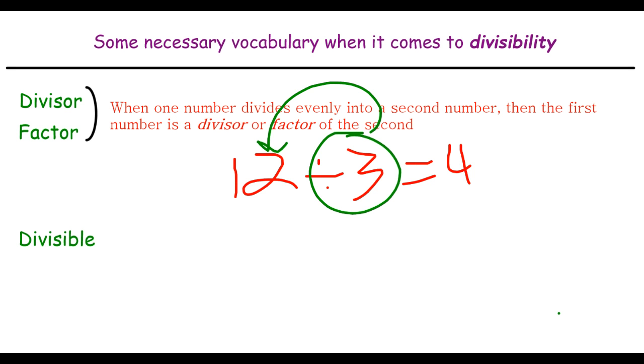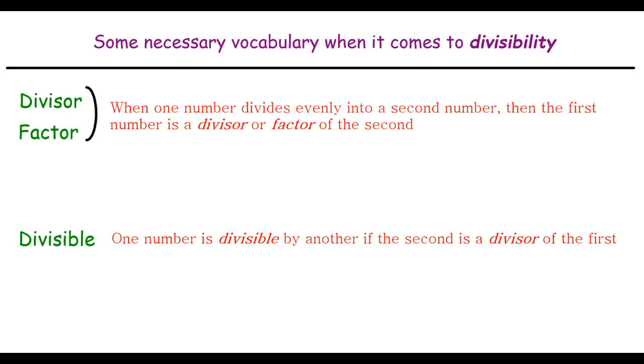I'm going to ask you to write this down in just a minute, but not quite yet. If we were going to go the other way and talk about 12 related to 3, 12 is not a divisor of 3 because 3 goes into 12. Instead, we say 12 is divisible by 3, which means that one number is divisible by another if the second is a divisor of the first. This is all talking about division without remainders.